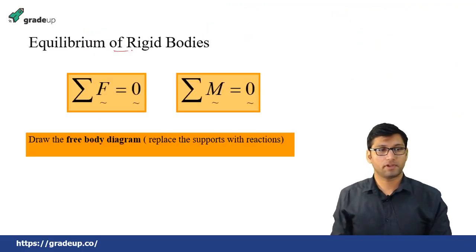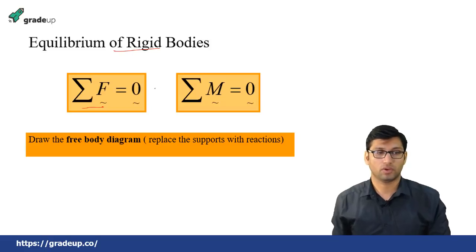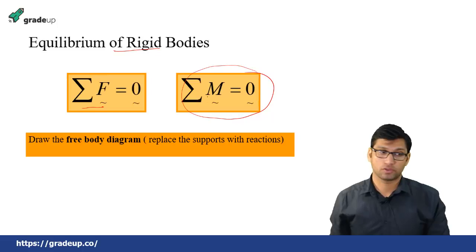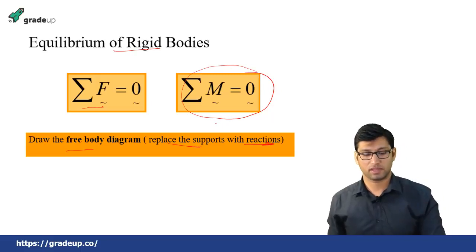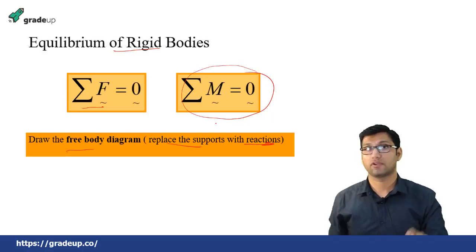So if you see equilibrium of a rigid body, the net force, as I told you, the summation of all the forces acting in a given direction is equal to 0, and also the summation of moments acting in a given direction is equal to 0. So to draw a free body diagram, you need to replace the support with all the reactions. As we have seen in that table, for different kinds of support, there are different reactions.